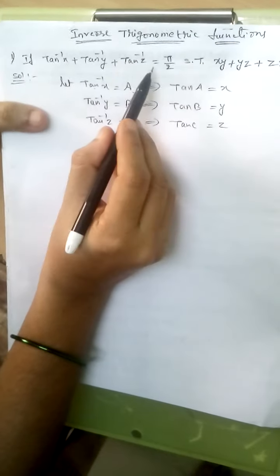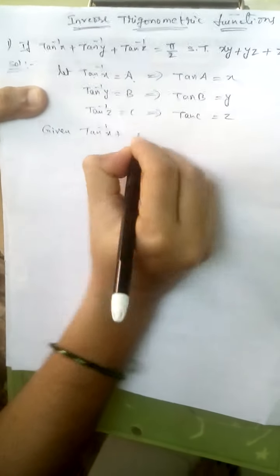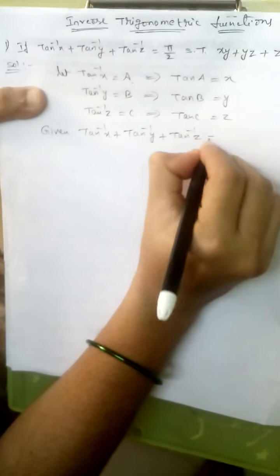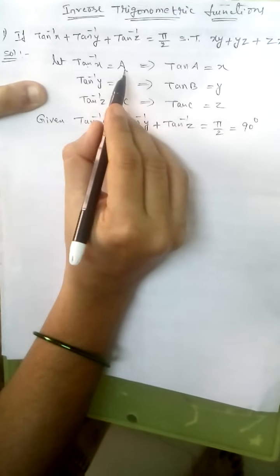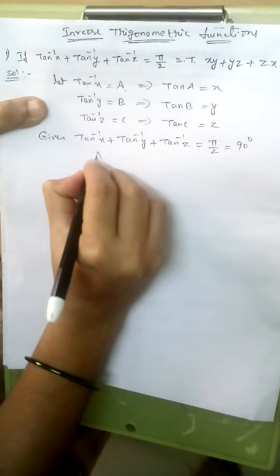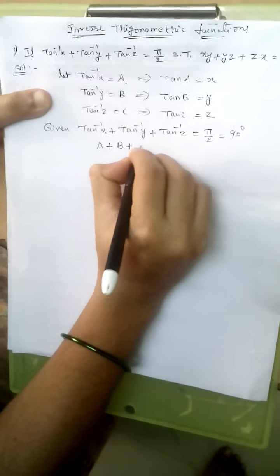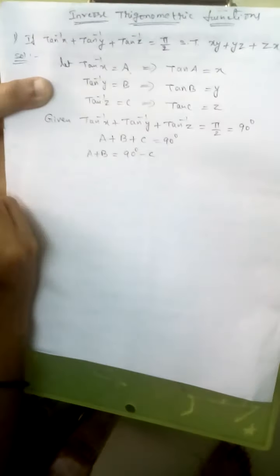Now consider the given condition: tan inverse x plus tan inverse y plus tan inverse z is equal to pi by 2. Pi by 2 is nothing but 90 degrees. Tan inverse x is A, tan inverse y is B, and tan inverse z is C, so A plus B plus C is equal to 90 degrees. Now A plus B is equal to 90 degrees minus C.